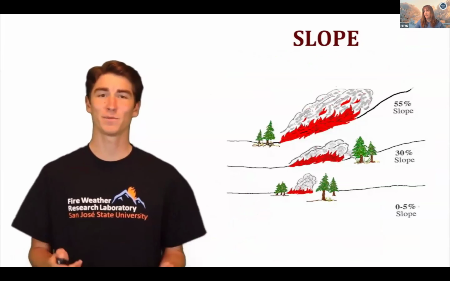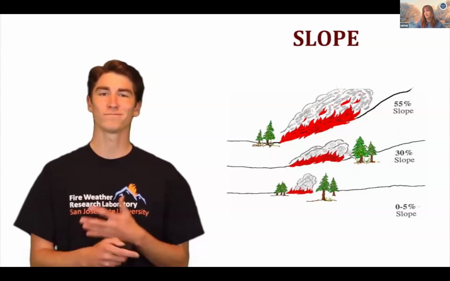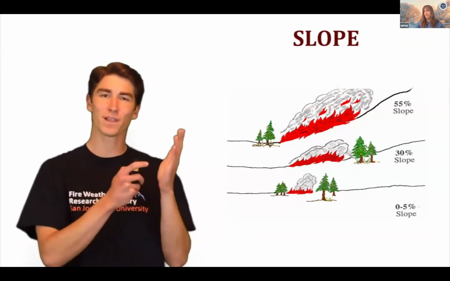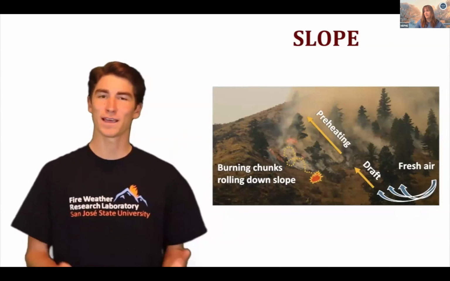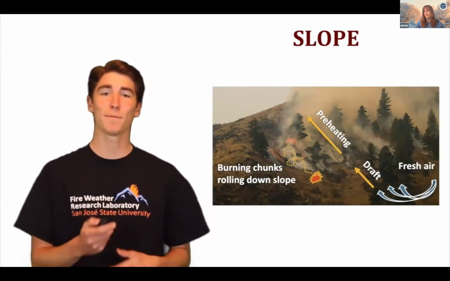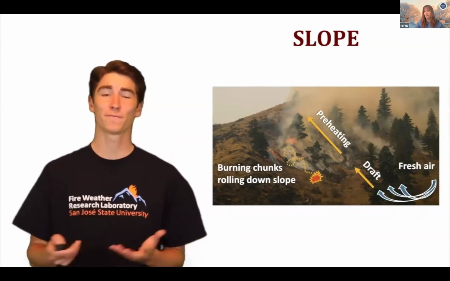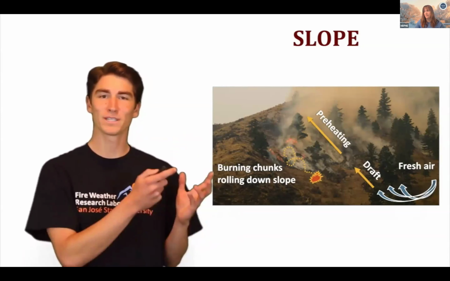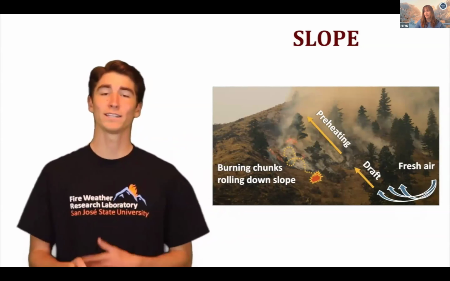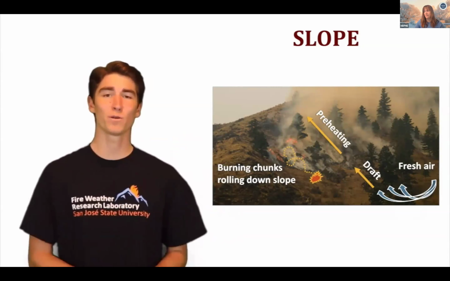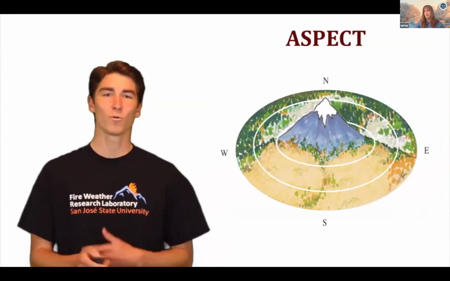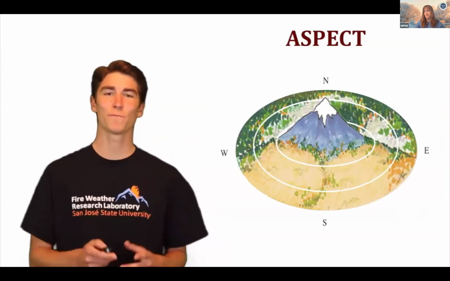Now, the reason for this is because the fuels are getting into closer contact with the flames below because of the flame tilting up the hill. So it's that convection and radiation that preheats those fuels and makes them more likely to ignite in the future. The other concern when it comes to slopes is burning material rolling down the hill and starting new little fires below the major blaze. Aspect is another characteristic of topography, which is defined as the direction a slope faces.